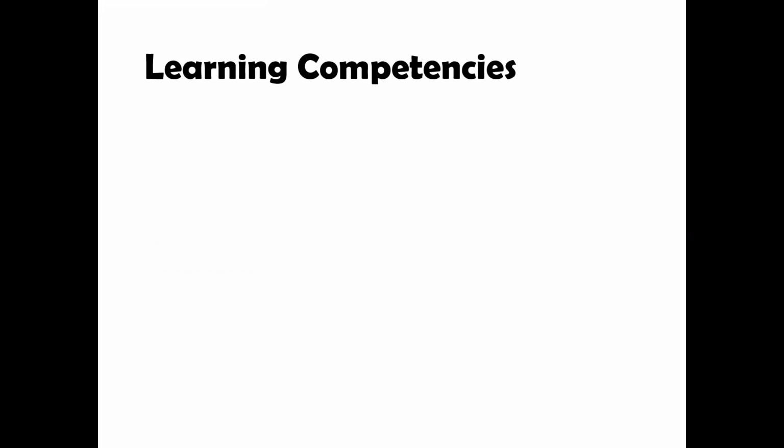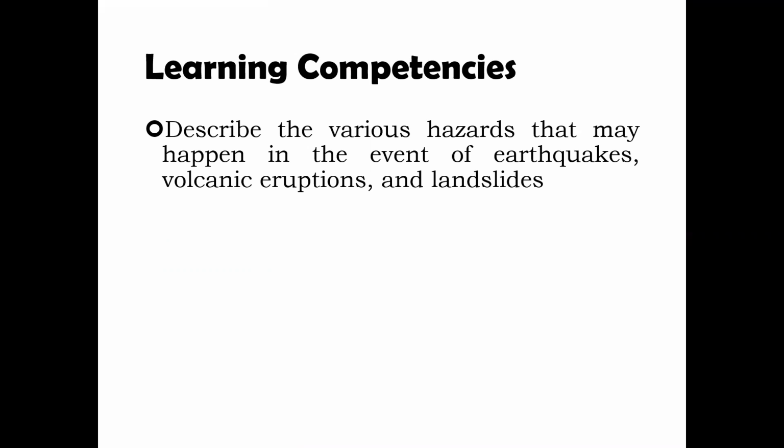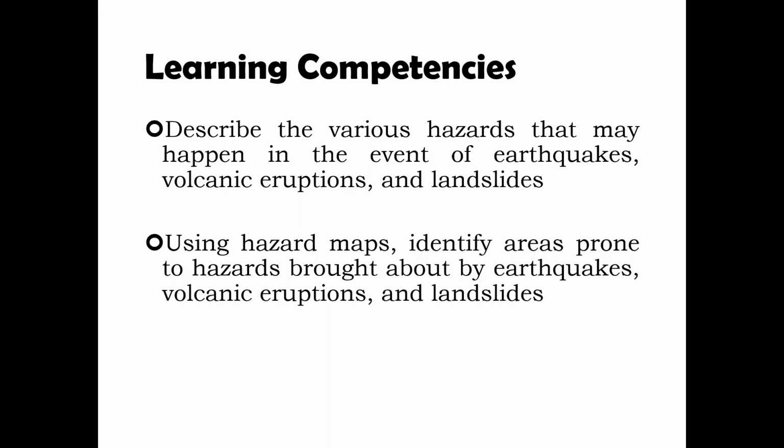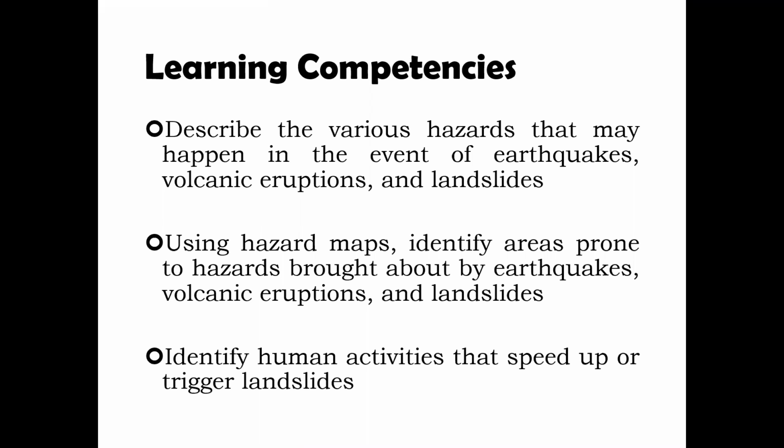The following are the learning competencies for this lesson. Number 1, describe the various hazards that may happen in the event of earthquakes, volcanic eruptions, and landslides. Using hazard maps, identify areas prone to hazards brought about by earthquakes, volcanic eruptions, and landslides. And the last one, identify human activities that speed up or trigger landslides.